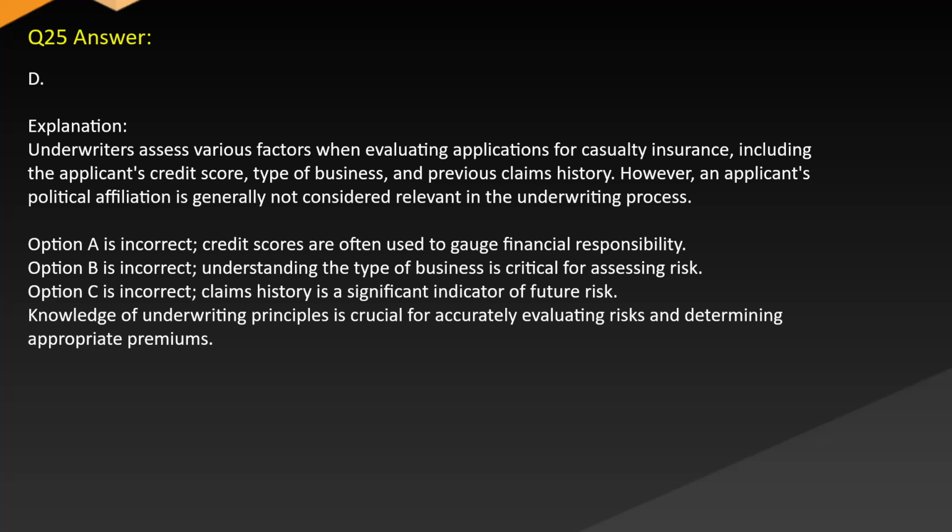Option A is incorrect. Credit scores are often used to gauge financial responsibility. Option B is incorrect. Understanding the type of business is critical for assessing risk. Option C is incorrect. A claims history is a significant indicator of future risk. Knowledge of underwriting principles is crucial for accurately evaluating risks and determining appropriate premiums.